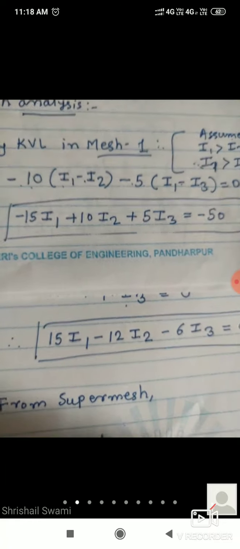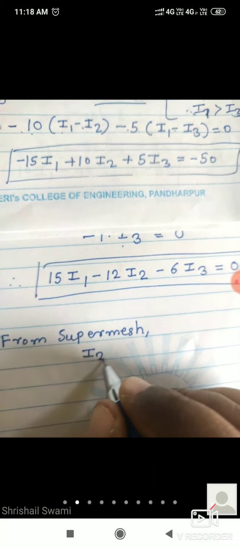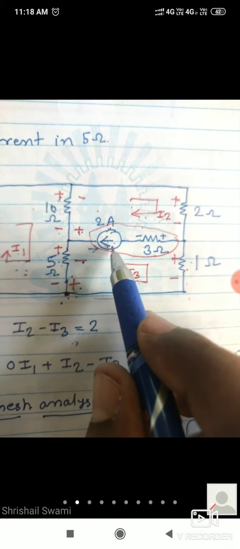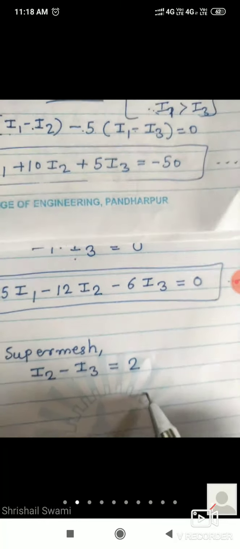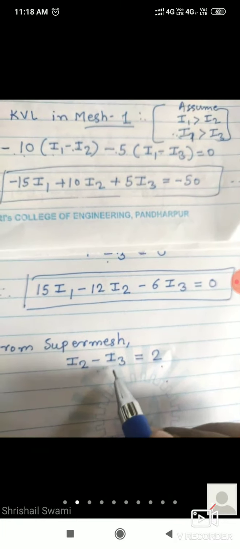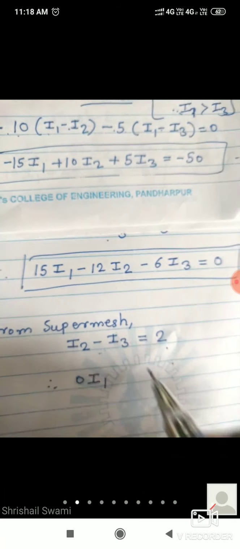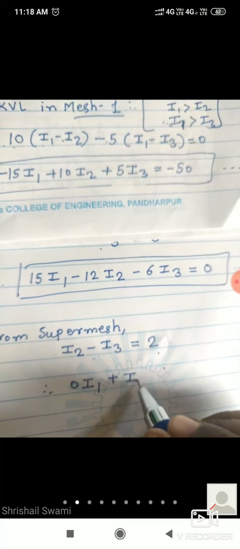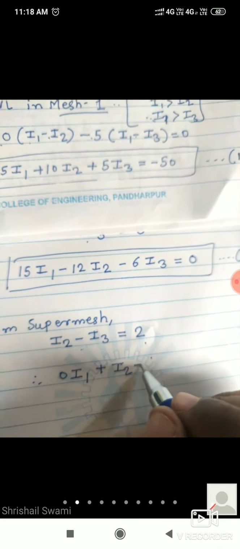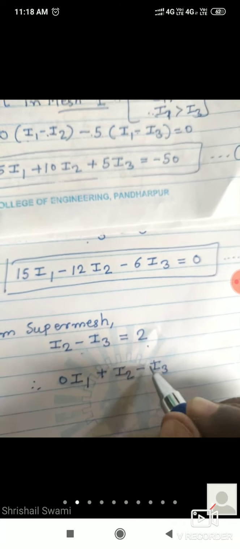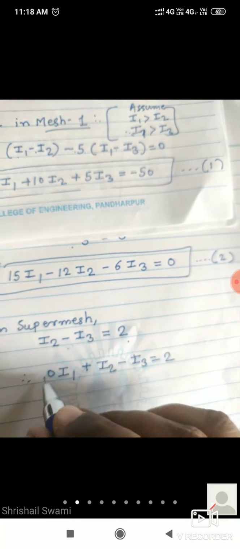So from the super mesh, I will write I2 minus I3 is equal to 2 ampere, because that value is fixed. That value is nothing but 2 ampere. If there is 5 ampere, here it will be 5. Okay. Now which one is missing here? I1. So simply write 0 into I1, then plus I2, means here 1 is there, then minus 1 into I3, means 1 is there, is equal to 2. So this is your third equation.